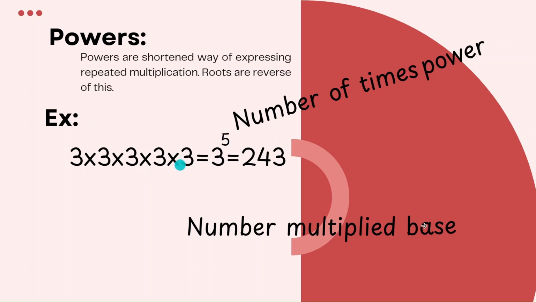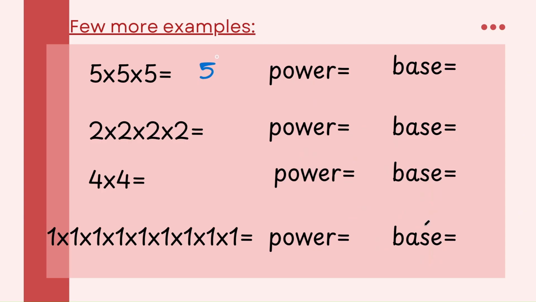How many times we are multiplying, that will be the power. So if we multiply 3 five times, 3, 3, 3, 3 like that, 5 times, that is 243. In 3 to the power 5, the power is 5 and the base is 3.